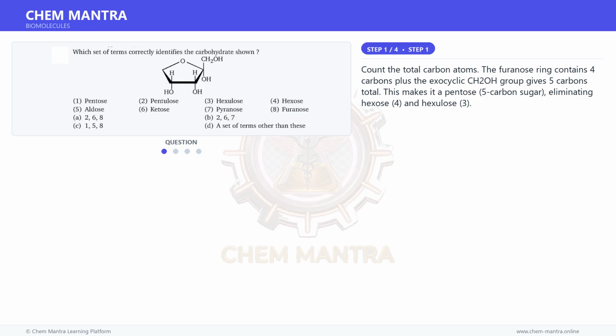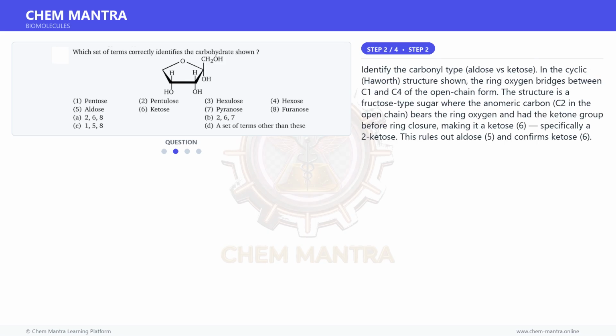Count the total carbon atoms. The furanose ring contains 4 carbons plus the exocyclic CH2OH group gives 5 carbons total. This makes it a pentose, 5-carbon sugar, eliminating hexose, 4, and hexulose, 3. Moving on to the next step.